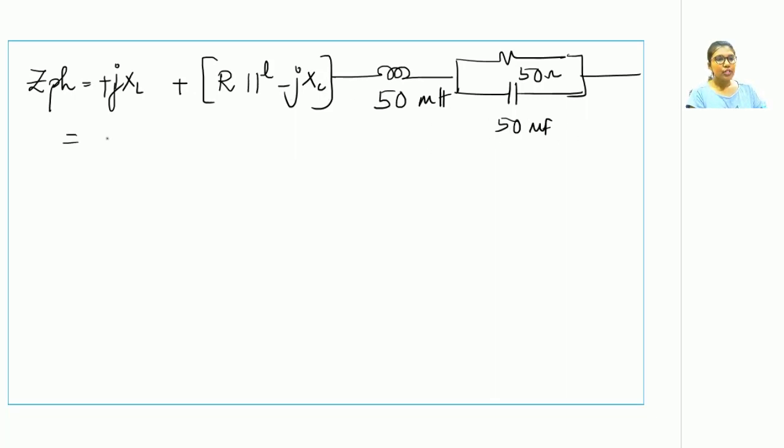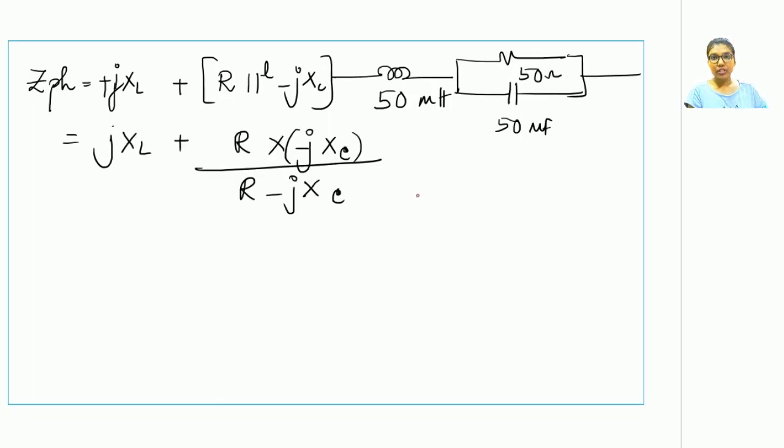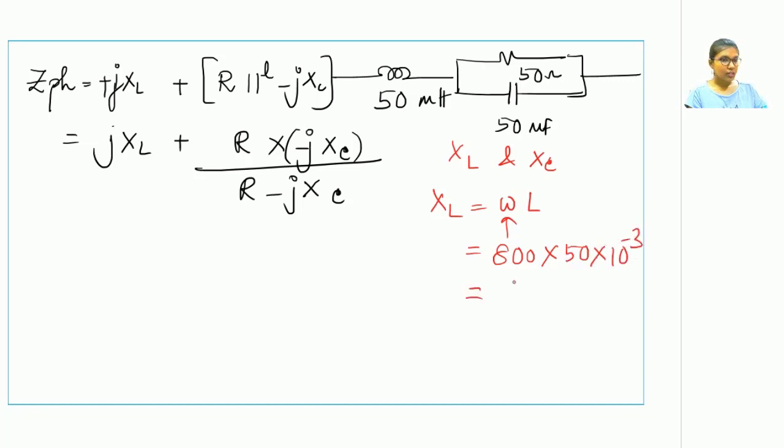Upon further expansion, this can be written as... Now before we proceed ahead, one must know the values of XL and XC. Let us compute that first. What is XL? Omega L. Is the value of omega known to us? Yes, it is directly specified in the question and it's given as 800 radians per second multiplied with the value of L, which is given as 50 millihenry. This comes out to be 40 ohms.